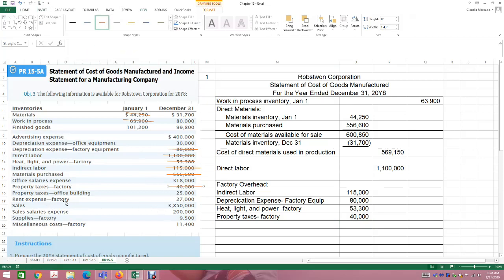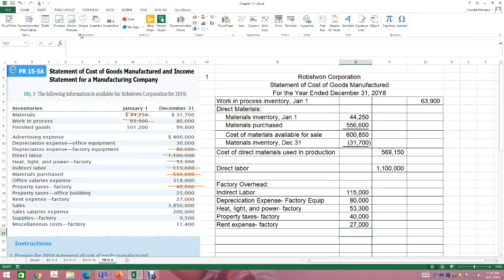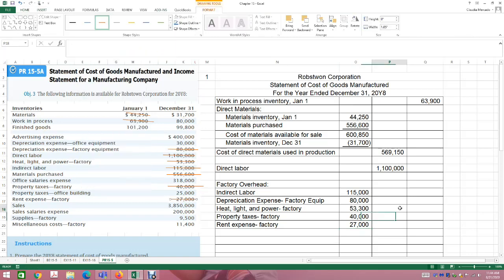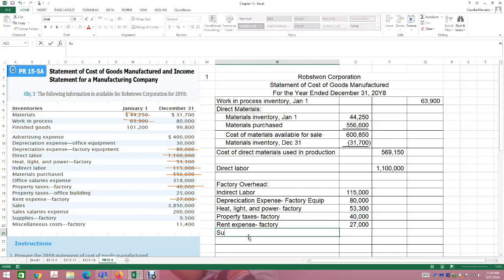What else do we have? Okay, we have rent expense for the factory, $27,000. So we're renting the factory. Rent expense, factory, and we are spending $27,000 a month on it. Okay. What else do we have? We have supplies for the factory of $9,500.